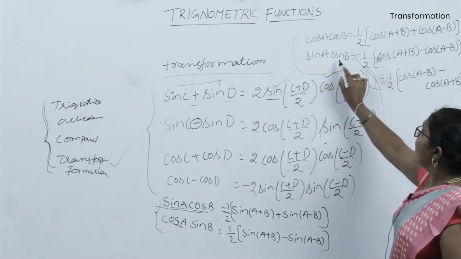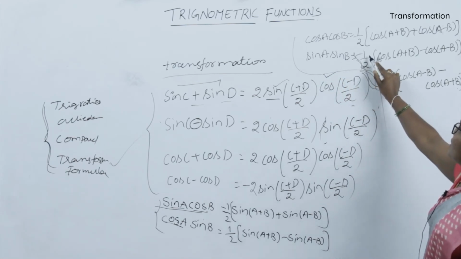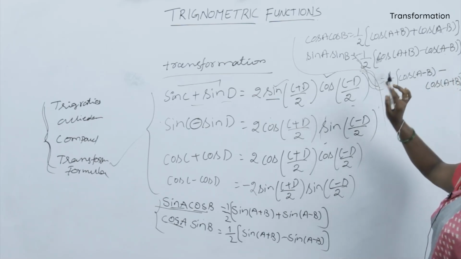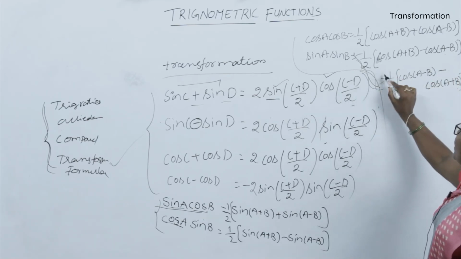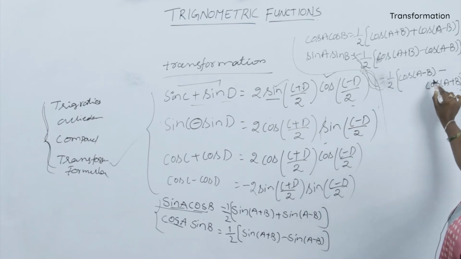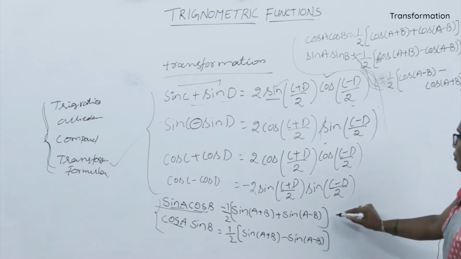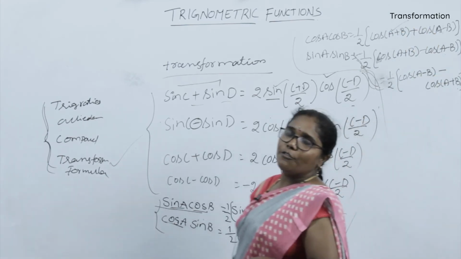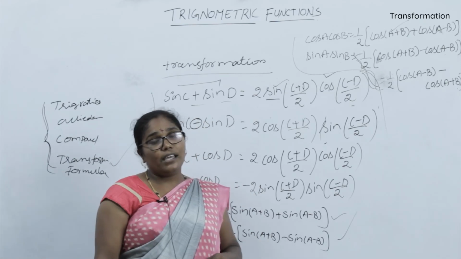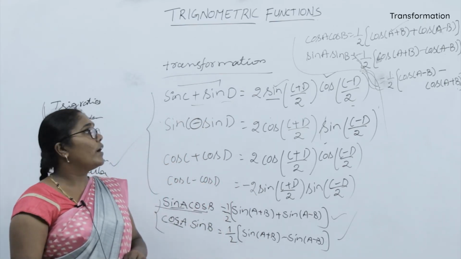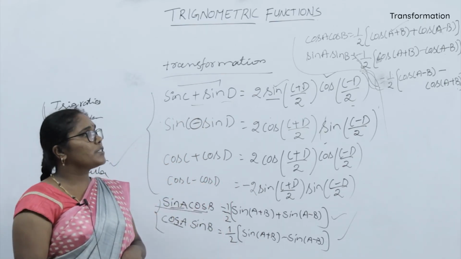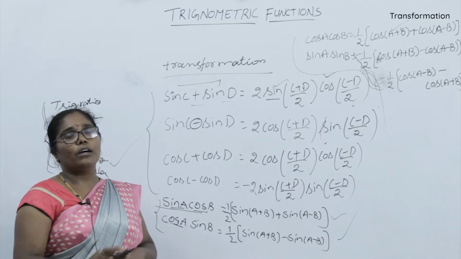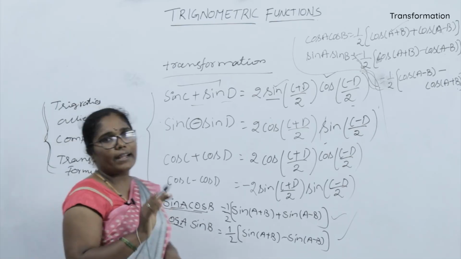So sin A sin B equals what is the formula? Minus 1/2 [cos of (A plus B) minus cos (A minus B)], or 1/2 [cos (A minus B) minus cos (A plus B)]. You should remember one of them. So with these three formulas you will not have confusion. Only the last formula, sin A sin B, when both are in terms of sin, first comes 1/2 [cos (A minus B) minus cos (A plus B)]. Okay, so this is about all the topics in the trigonometric functions.